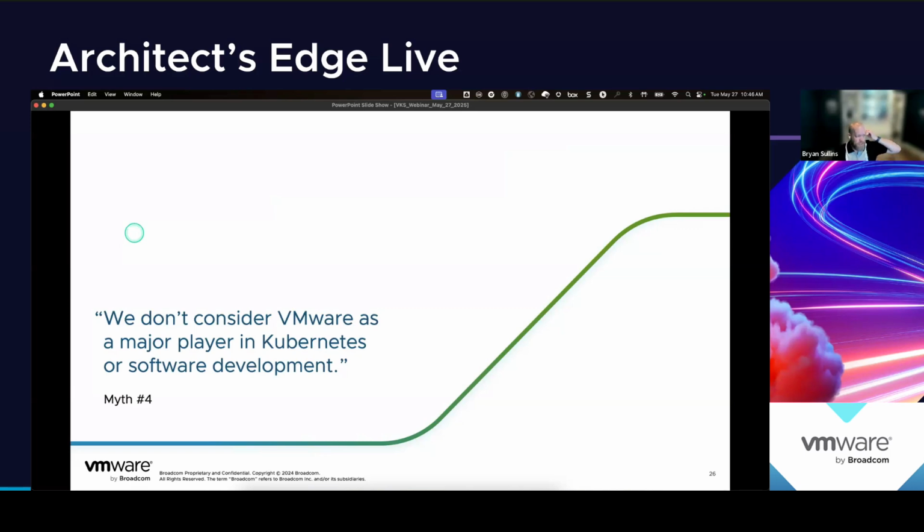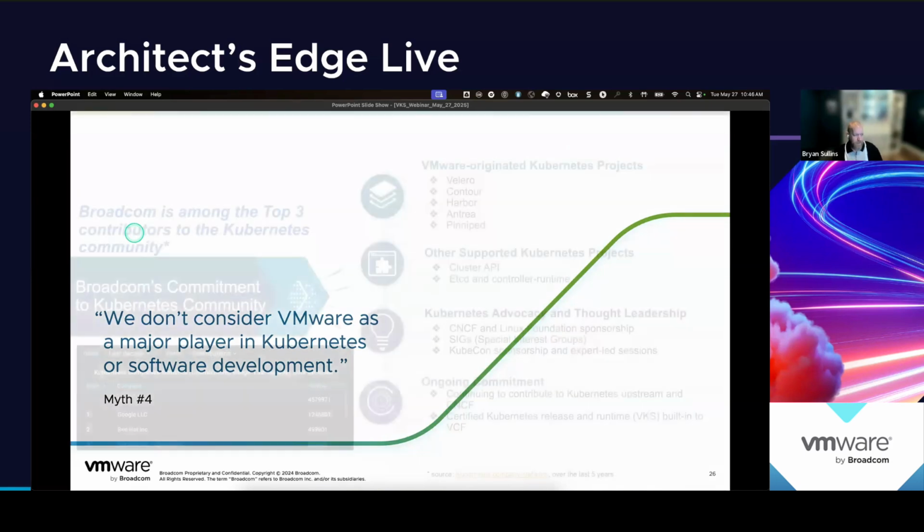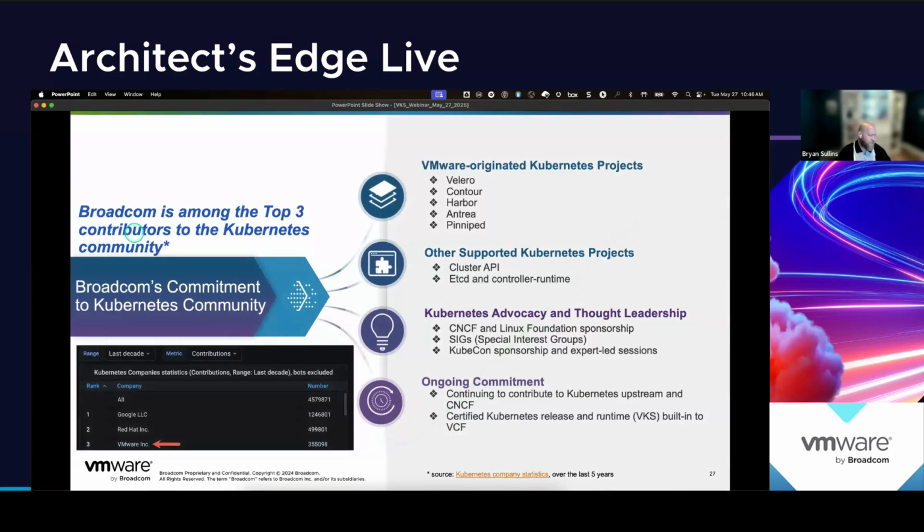The other myth I see is not considering VMware as a major player in Kubernetes or software development. And again, that is yet another thing that we have the receipts for. So number 3, contributor to the Kubernetes community. There we are. This is still true, by the way. If you go out to this source and look right now, this is not a doctored screenshot, but there we are. As far as Kubernetes contributors, we're right under Google and Red Hat in the list.